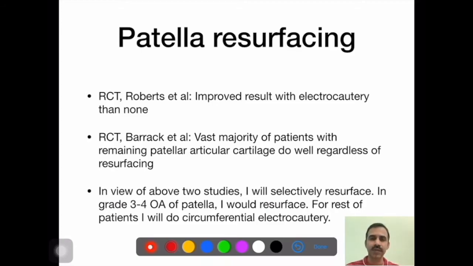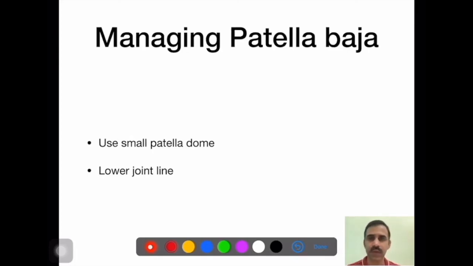About patellar resurfacing, in general, patellar resurfacing is not done for all cases. In grade 3 to 4 OA of the patella, we may consider resurfacing. For other cases, we can do circumferential electrocautery. We can quote Barrack's and Roberts' papers during the discussion. Managing the patellar clunk, use a small patellar dome and lower the joint line.